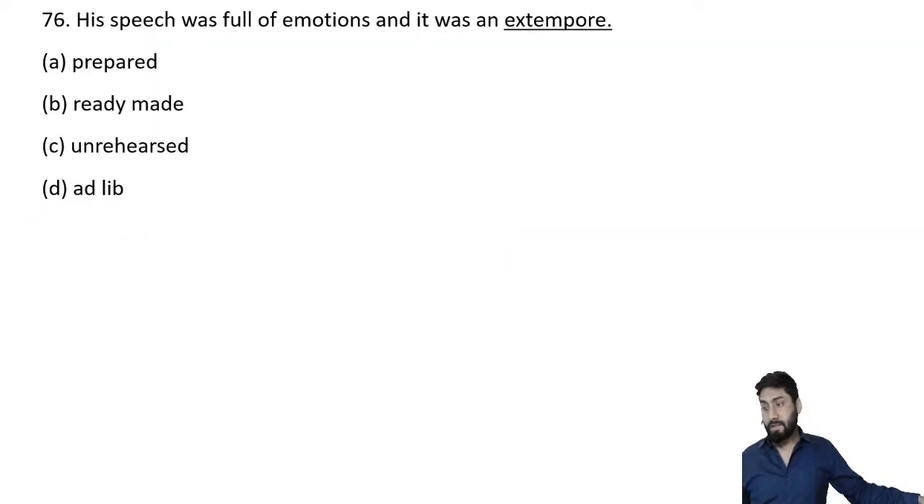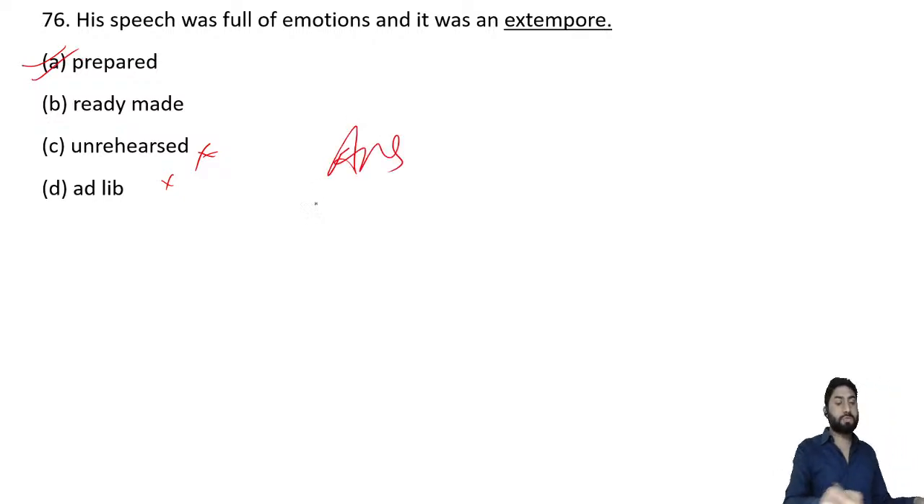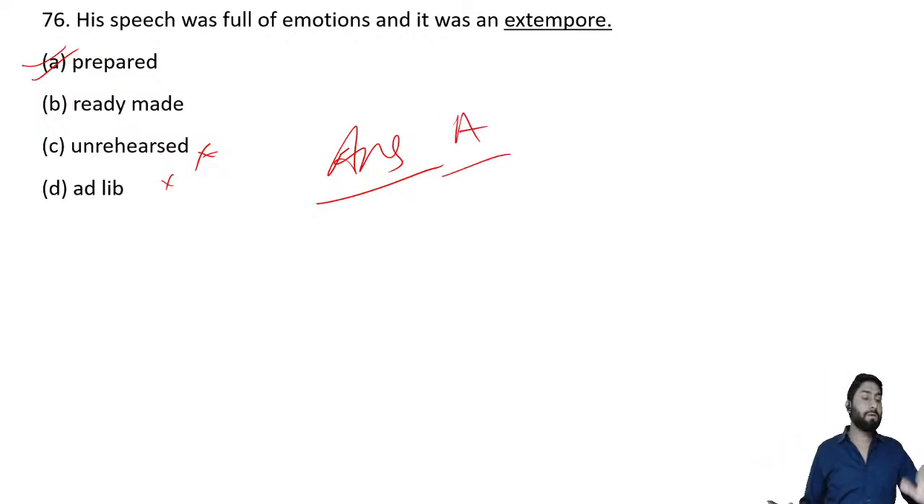His speech was full of emotions and it was an extempore. Extempore, बहुत सब कुछ बोलते हैं अलग अलग। Anyway, आ जाओ the next one. Let's check the options if they are correct. Prepared, ready-made, unrehearsed, ad-lib. Ad lib two have the similar sense anyway. Without preparation, unrehearsed. Again, the same without preparation. Sab similar hai. Ready-made. Again, prepared. This is the opposite, right? So most opposite. अगर हम बात करें, so that's A. Prepared. Example, without preparation is prepared.